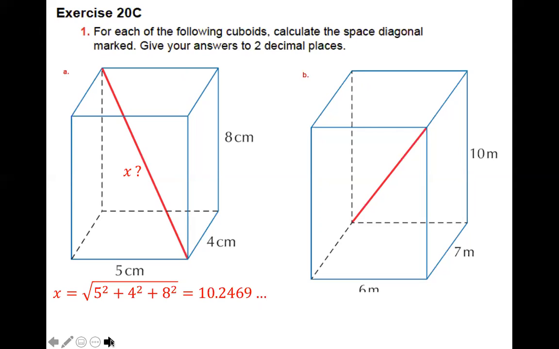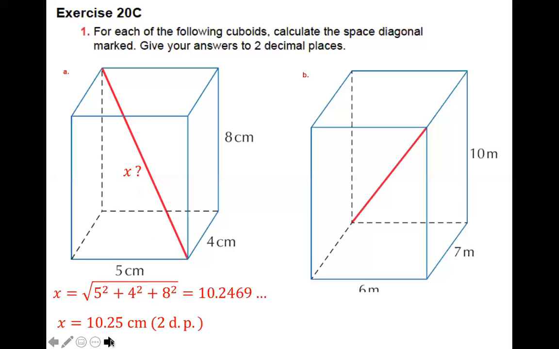So to find that, you just do square root of length square plus breadth square plus height square in this case. And I get 10.246. They've asked us for 2 decimal places: 10.25 centimeters. Okay. And the question you might be asked is, within this box, could you fit, for example, a pencil which is 11 centimeters long? And you would say no, because the longest that I can fit in is 10.25.